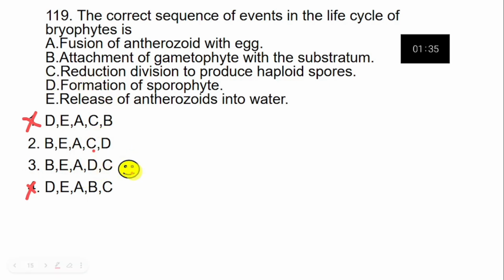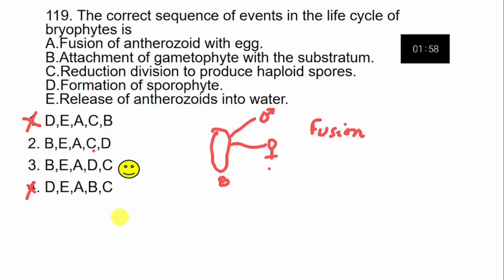So I hope this is making sense. First you have the gametophyte. It releases the two gametes, male and female. And fusion will happen. So this is B and this is release of antherozoid, E, which is B and E. Then fusion is A.